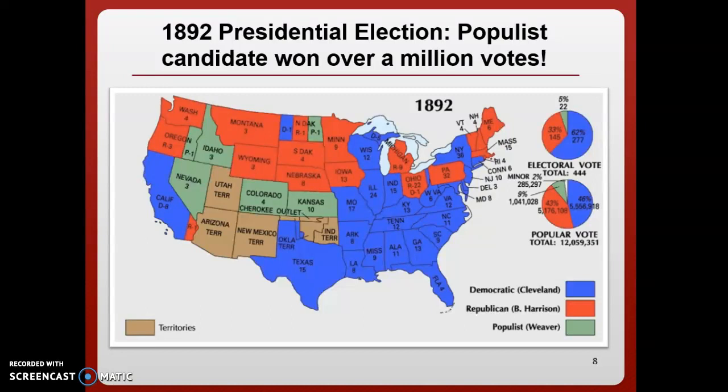Cleveland ends up winning in the electoral vote, and that's because the Democrats control the South, and also you have New York with 36 electoral votes, being the highest populated state in the Union. Cleveland, 1892 is his second term that he has.